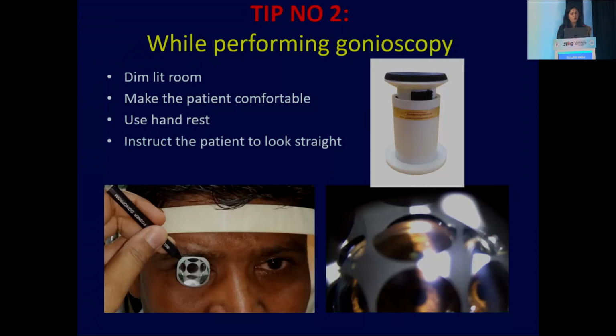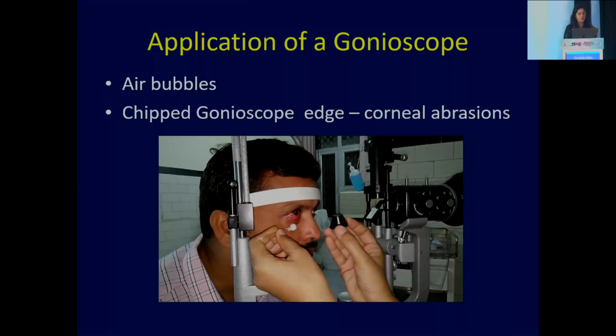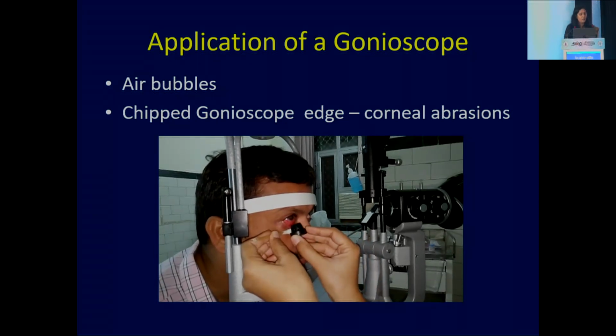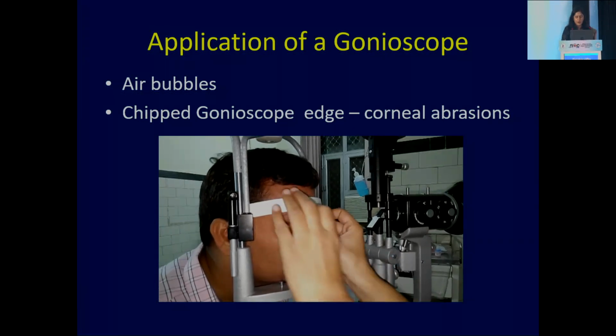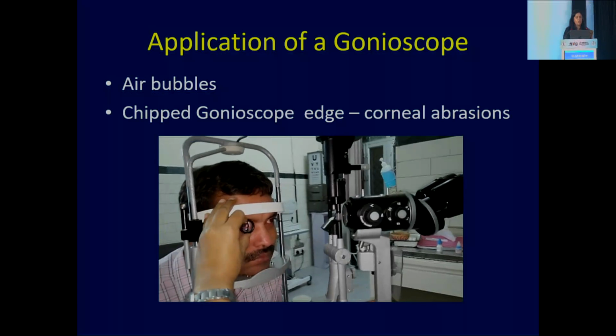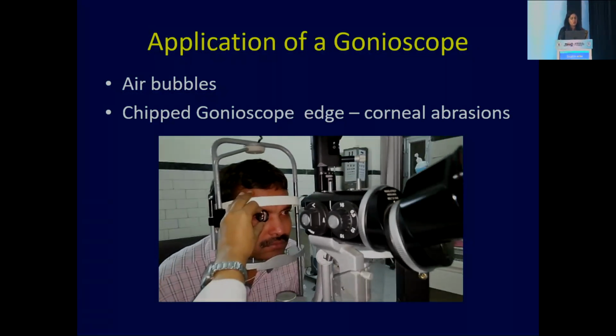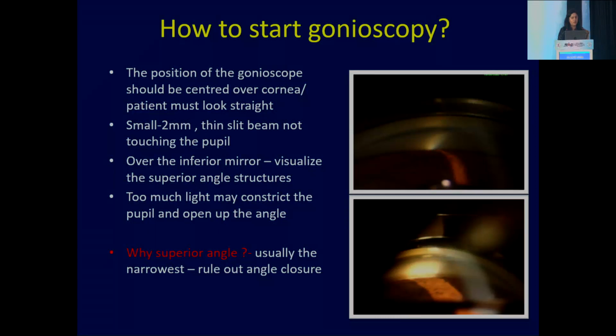Also, while performing gonioscopy, it is important that it is done in a dimly lit room, because if you increase the light in the room, the pupil will constrict and artificially open up the angles. Also, it is important to make yourself comfortable and use a hand rest. Instruct the patient to look straight while you are applying the gonioscope over the eye. While applying a gonioscope, the patient can be asked to look upwards. You can use a swab stick to retract the eyelid and put the gonioscope over the eye. It is important that the edges of the gonioscope are not chipped, because they can cause corneal or conjunctival abrasions.